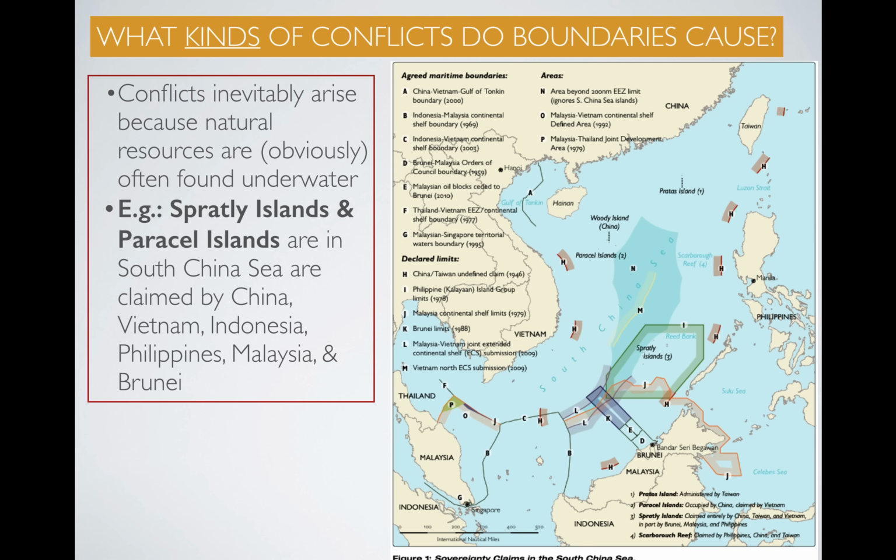Let's just build on this a little bit with some more discussion about boundaries at sea. As I mentioned, conflicts are going to inevitably arise and can't be avoided, because natural resources are obviously often found underwater, simply because such a tremendous portion of Earth's surface is covered by water. So here's an example. The Spratly Islands and the Paracel Islands are both in the South China Sea.